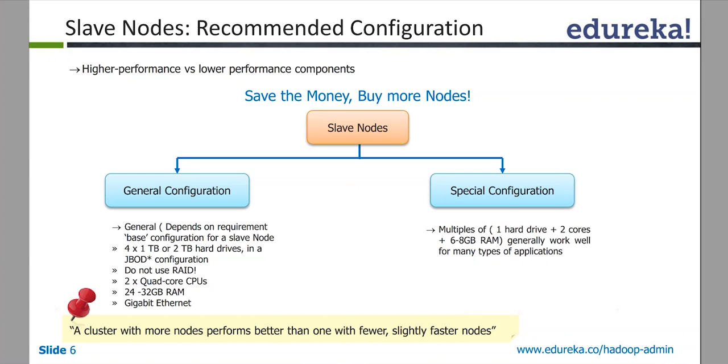So it can be either way, but if you're using the latest workloads like Spark, Impala kind of workloads, certainly you should have some good configuration in your cluster. Now, this is the recommended configuration for your slave nodes.